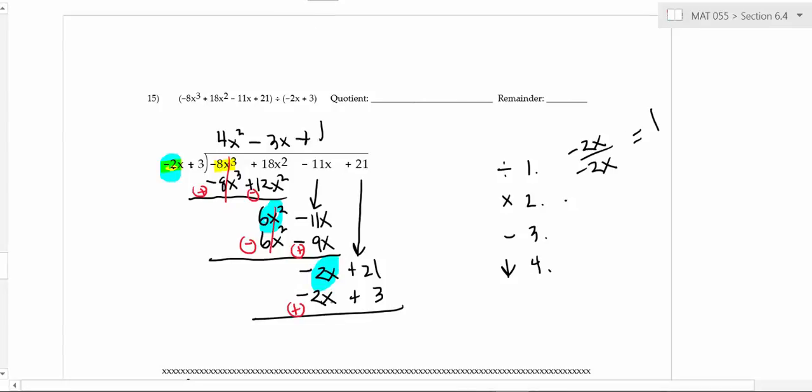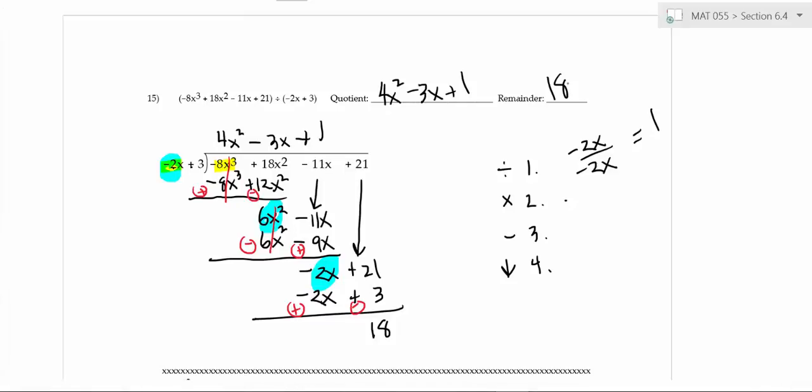So I'm going to change the signs and add. So what remainder did you guys get? 18. Hopefully 18, because 21 minus 3 is 18. So that means the quotient would be 4x squared minus 3x plus 1 with a remainder of 18. Like that. Okay? Go ahead.